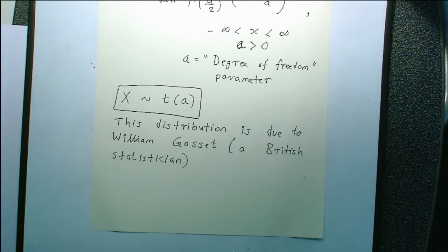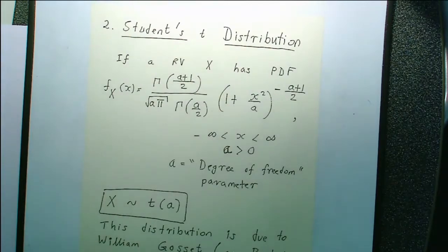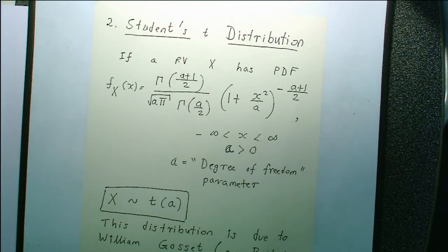So he worked for that company, and one of the policies of the company is that you're not allowed to disclose any research under your own name. So he decided to call his distribution student's distribution, because of the disclosure principles. That's how it took the name student's T distribution. Instead of calling it Gossett distribution, they call it student's T because of the disclosure principles of the company, right? Okay. All right, guys.